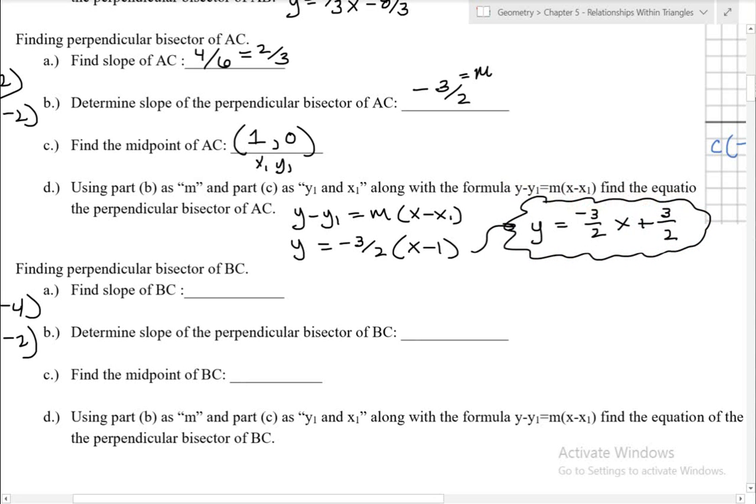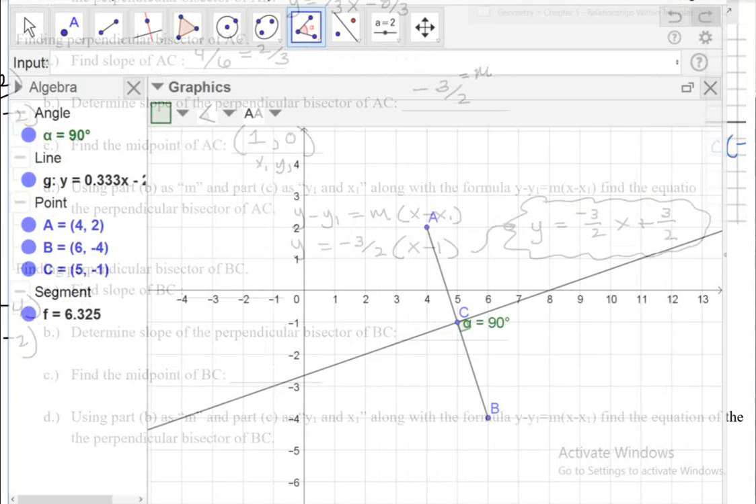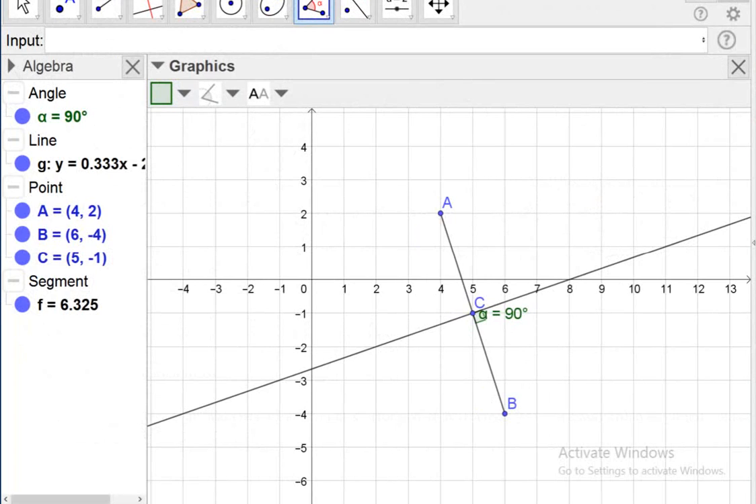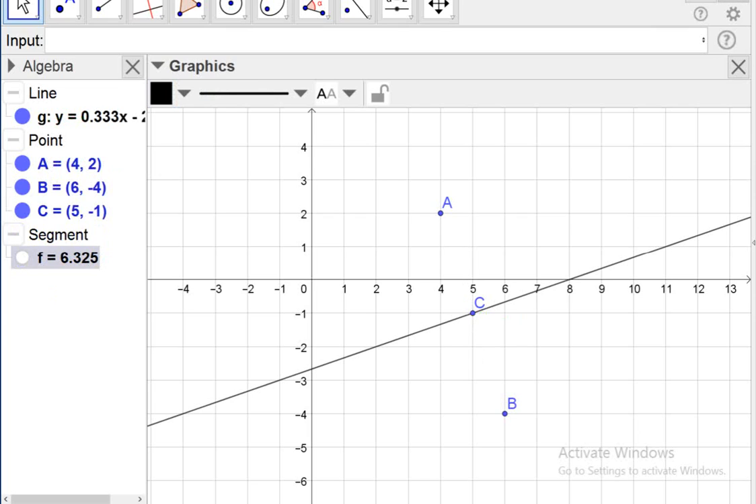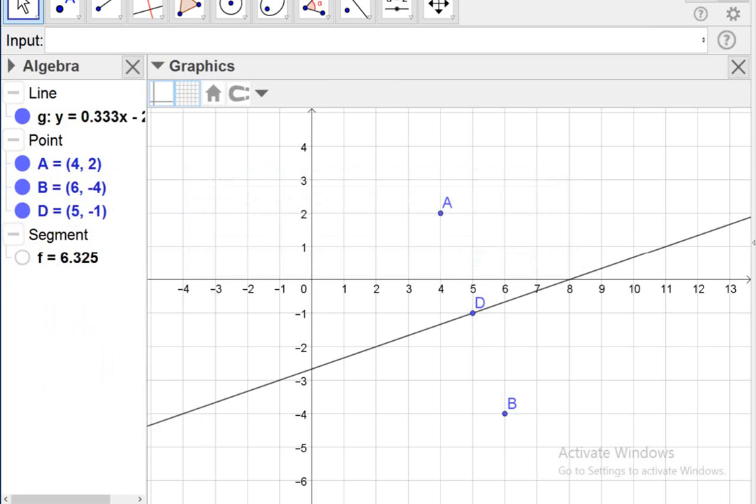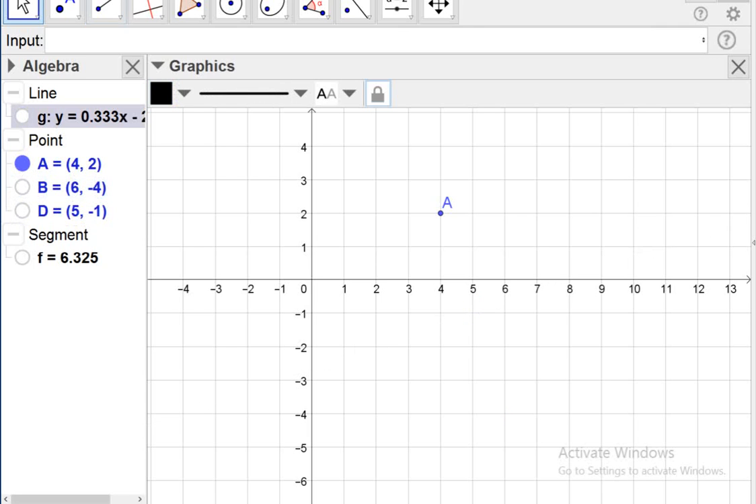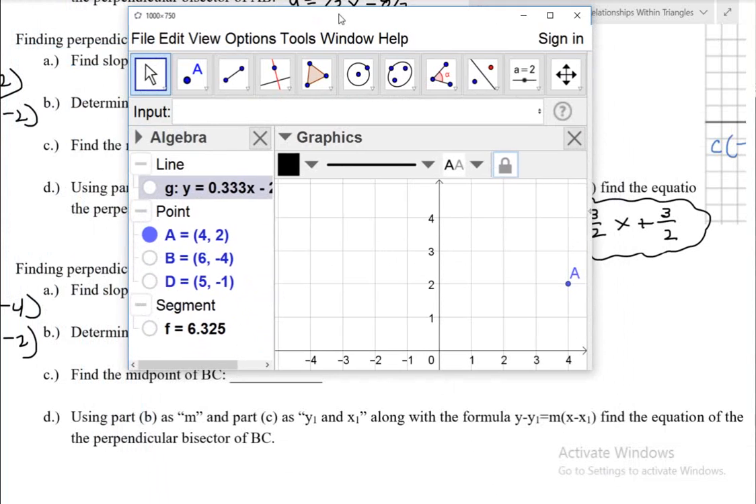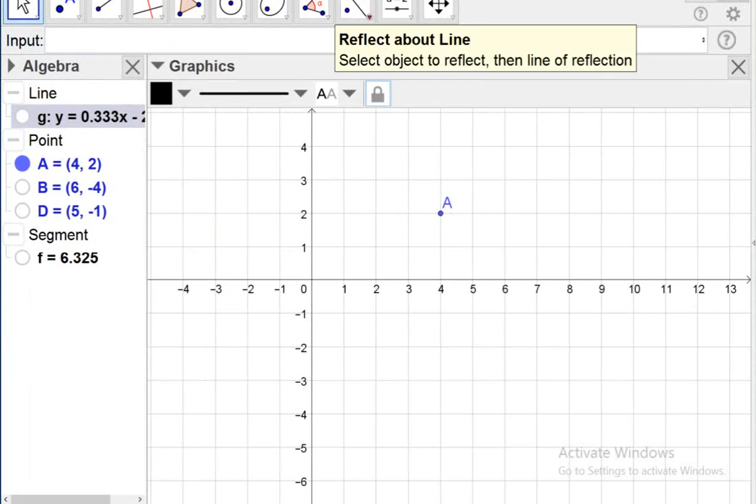Now, just to confirm that, let's just go and graph AC real quick. So I'll hide that segment. I don't really want that to be C. Let's rename that to D. So hide that, hide that, hide that. And C was at what? Negative 2? Negative 2?